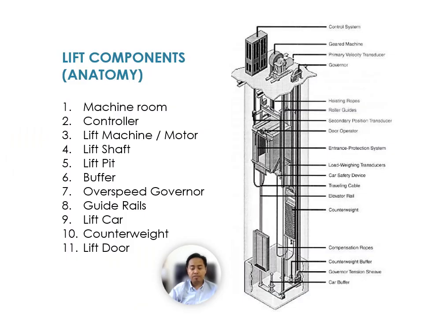Referring to the most common lift, which is traction lift, here are the lift components, or we can say the anatomy of the lift. There are 11 main components. Firstly, machine room. Second, controller. Third, lift machine or the motor. Fourth, lift shaft. Fifth, lift pit. Sixth, the buffer. Seventh, overspeed governor. Eighth, guide rails. Ninth, lift car. 10th, counterweight. And 11th, lift door. We will go through one by one on explaining how it works and what it is.